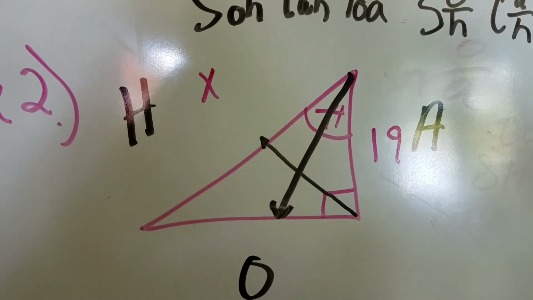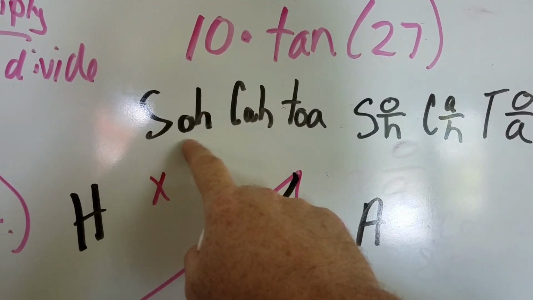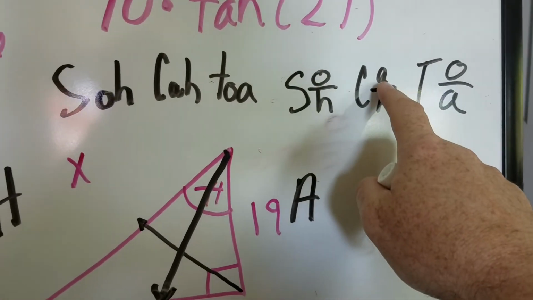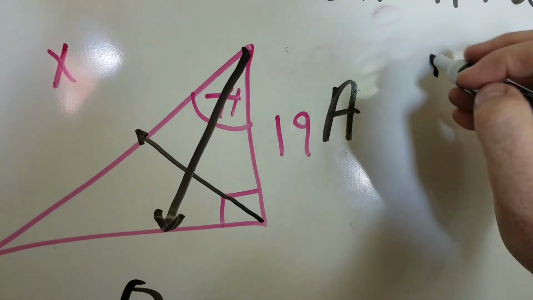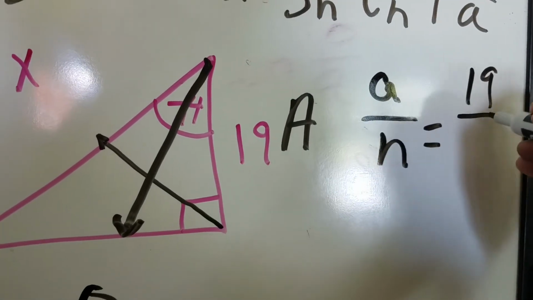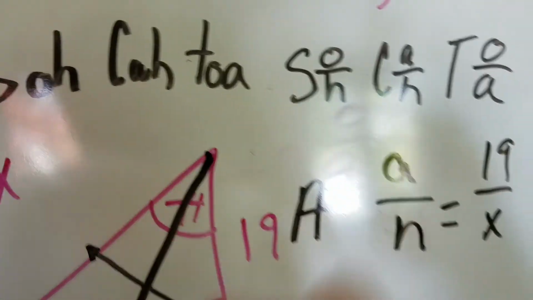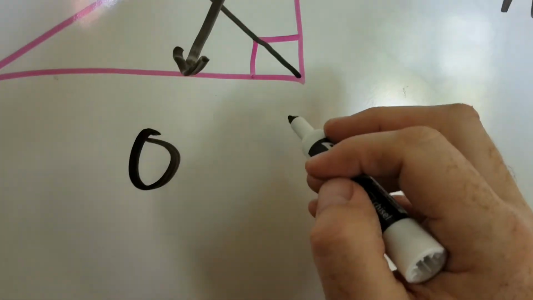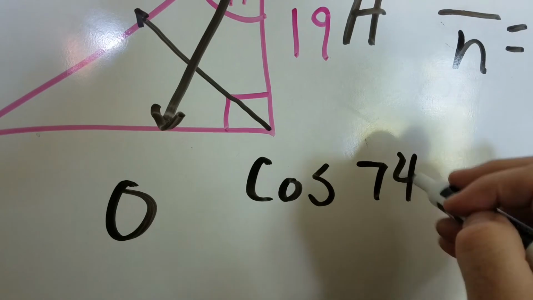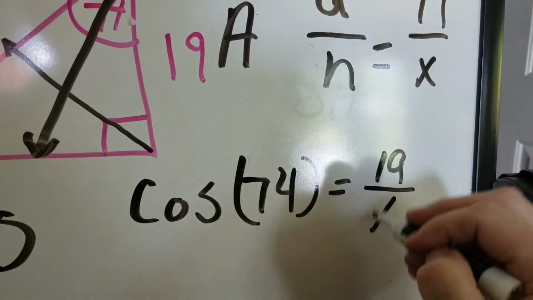So that should be a little buzzer going, hey, I use A and H. Well, which one of my trig functions uses A and H? Look, it's cosine. A goes on top, H goes on the bottom. So we go ahead and write A over H, and you could write down 19 over X. What do we do now? Well, remember, we said it's cosine. So we're going to write down cosine of whatever my reference angle is, 74, is equal to my fraction, which is 19 over X.